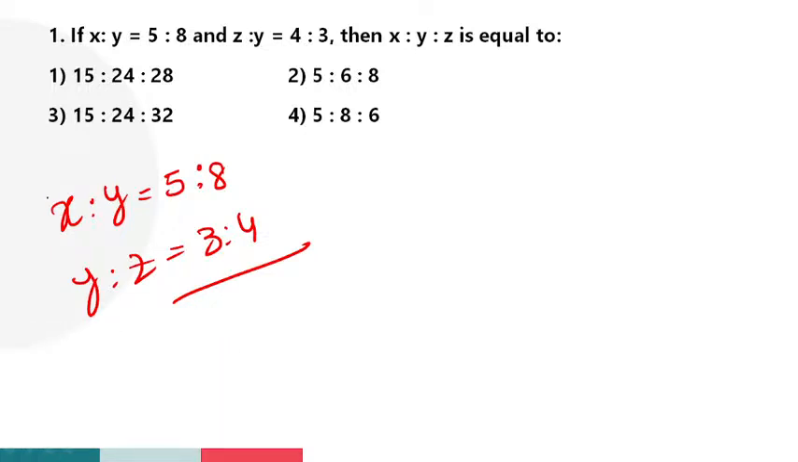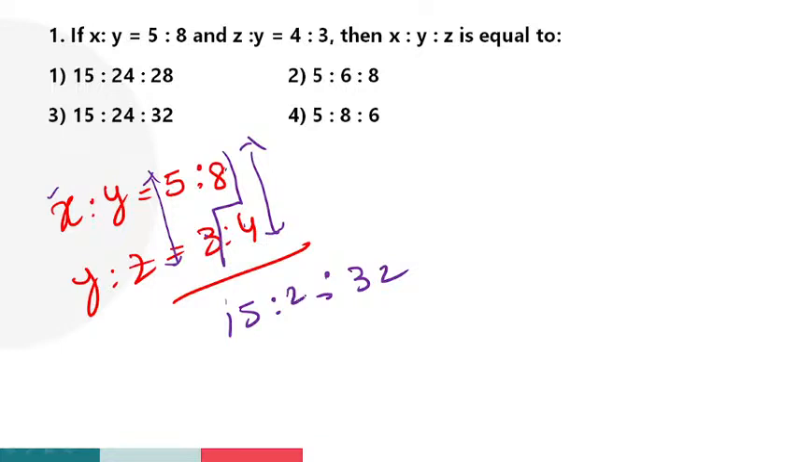Now let's solve the problem. If you want to find the x value, multiply the left-hand side number: 5 3s are 15. 5 3s are 15. If you want to find the z value, multiply the right-hand side number: 8 4s are 32. If you want to find the y value, multiply: 8 3s are 24. Which option is the right answer? Option 3 is the right answer, guys. Option 3 is the right answer. Clear, all of you?